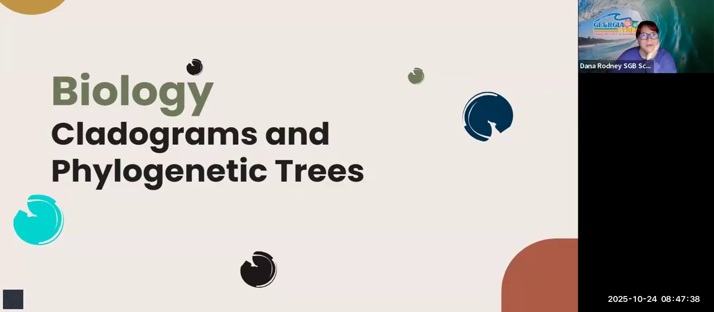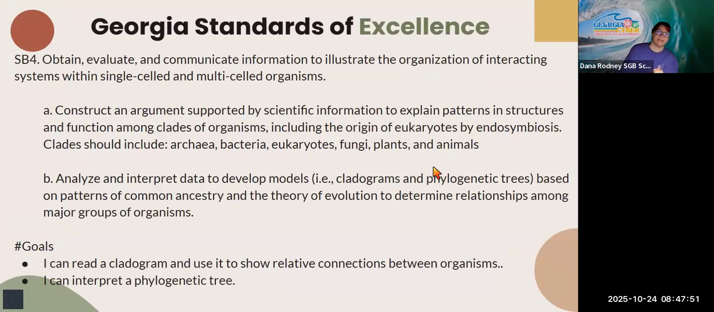Hey guys, we are going to talk today about cladograms and phylogenetic trees. These are ways that scientists organize different organisms. So we're looking at Georgia Standard of Excellence SB4A and B.